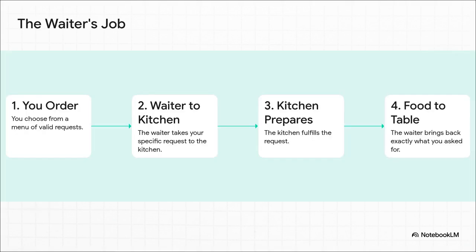Just think about how that works. You get a menu, that's a list of everything you're allowed to order. You tell the waiter what you want, they take that specific order to the kitchen, and what comes back? Exactly what you asked for. Not the entire pantry, not the chef, just your meal.